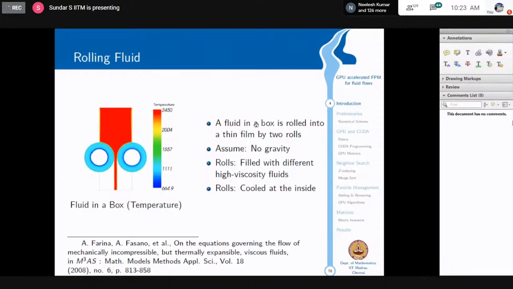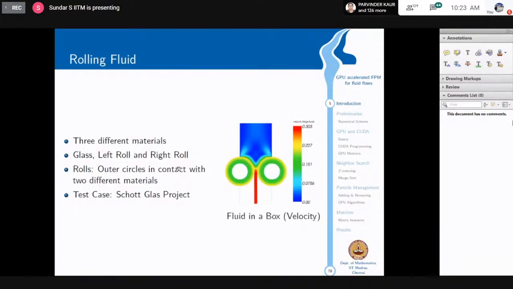It's a fluid in a box rolled into a thin film by 2 rolls, assuming no gravity. The rolls are filled with different high viscosity fluids and cooled at the inside. The moment it comes to the rolling part, it becomes a thin film. The company is basically using 3 different materials: glass, left roll and right roll. The rolls' outer circle is in contact with the 2 different materials. So we have done a project, the Scott Glass project. In India, the branch is Saint Gobain's company, who are producing the large glass. We'll understand the meaning of this.